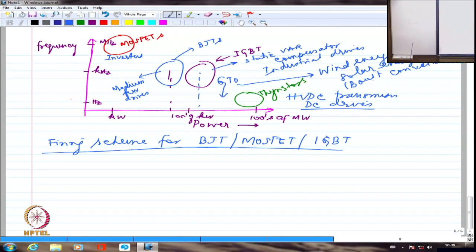For turning on, I have to first of all have it forward biased, I have to give a gate pulse, and the current has to be greater than latching current. Only then it will stay in conduction state. For turning off, I have to make sure that the current goes below holding current and I reverse bias it. Only then it is going to go off.